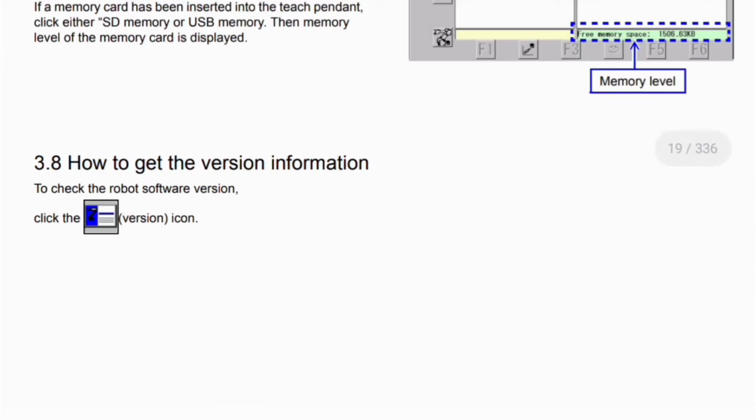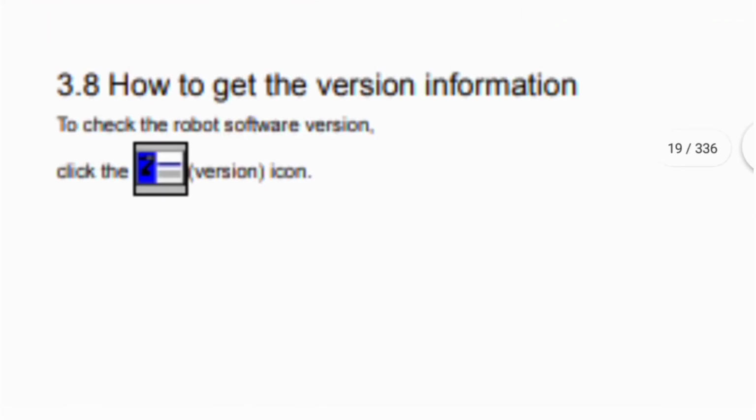Next is how to get the version information. To check the robot software version, click the version icon. This is the version icon friends. You can see here, this is the version icon.